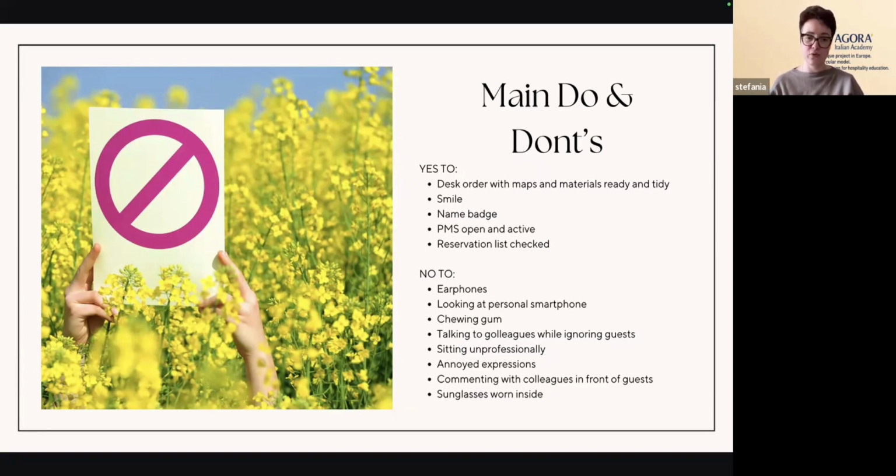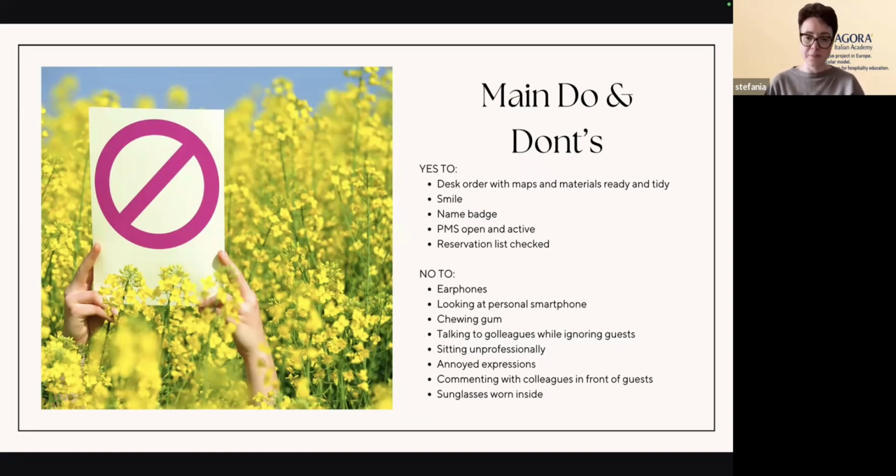PMS, which is the software for doing the reservation, check-in, everything, is open. And the reservation list checked. No earphones, okay? Don't take your earphones at work during the job. Don't look at your personal smartphone. If you have to make some calls, just go to the back office, take your 2 minutes when you have time and make your phone calls, but don't stay with the personal phone chatting and doing messages.